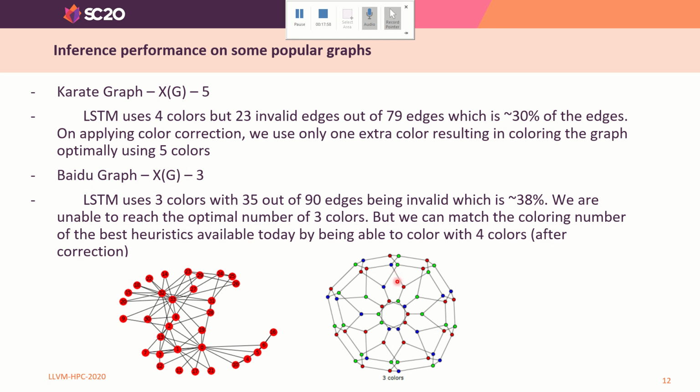Similarly, on the Baidu graph, which you see here, the LSTM uses 3 colors, and we have 35 out of 90 edges being invalid, which is about 38% of the edges. But in this case, we are unable to reach the optimal number of colors, which is 3. But after applying color correction, we are able to color it with 4 colors. And that's actually today one of the best heuristics that is applied for graph coloring. It also colors the Baidu graph using 4 colors.